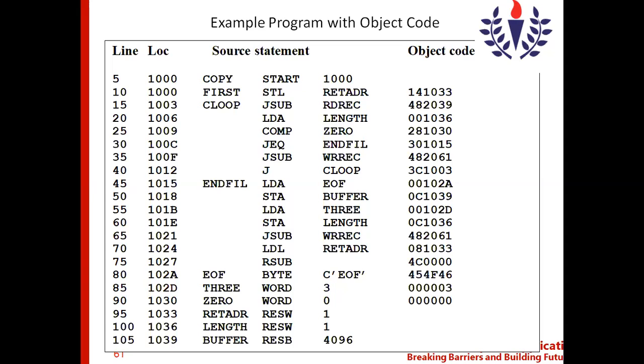That's there in line number 100. And again, line number 100 has reserve word 1, so again 3 bytes will be added. So that's how 1036 plus 3 becomes 1039 in line number 105.